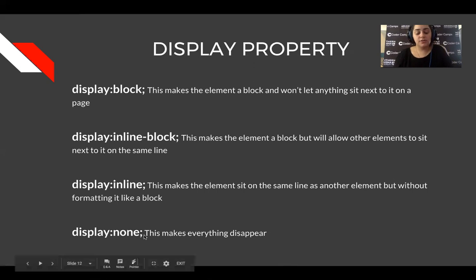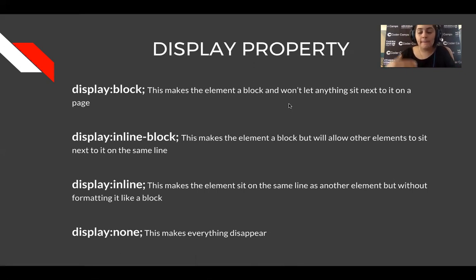None is useful for when you start incorporating JavaScript, and let's say a user clicks on a button and you want to filter out results. You're going to make anything that doesn't match those results have display none, because you don't want it to show on the page. That's like when you're searching for electronics on Amazon, right? Everything else that they sell disappears and only the electronics show up.